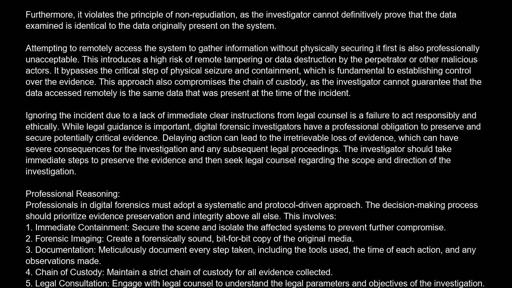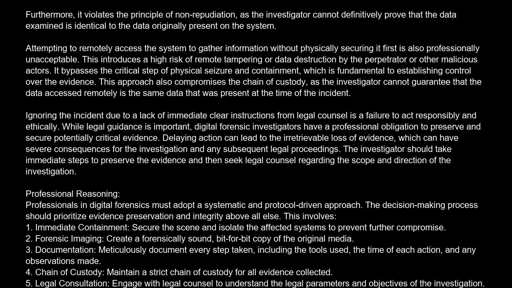Ignoring the incident due to a lack of immediate clear instructions from legal counsel is a failure to act responsibly and ethically. While legal guidance is important, digital forensic investigators have a professional obligation to preserve and secure potentially critical evidence. Delaying action can lead to the irretrievable loss of evidence, which can have severe consequences for the investigation and any subsequent legal proceedings. The investigator should take immediate steps to preserve the evidence and then seek legal counsel regarding the scope and direction of the investigation.